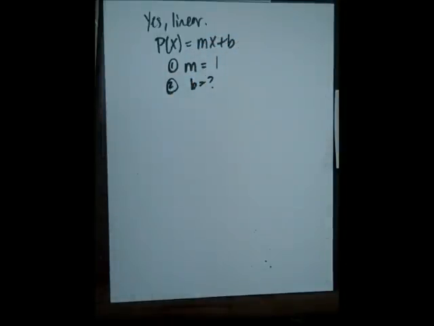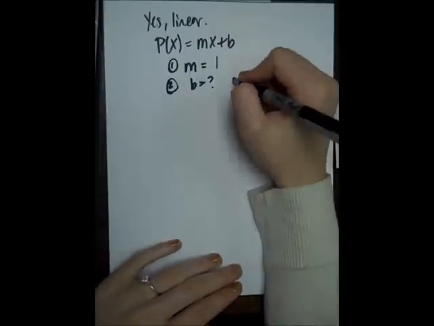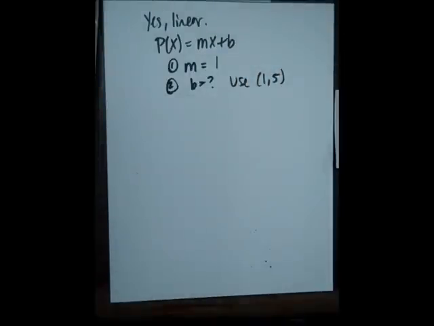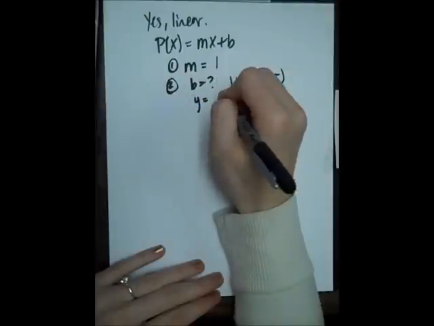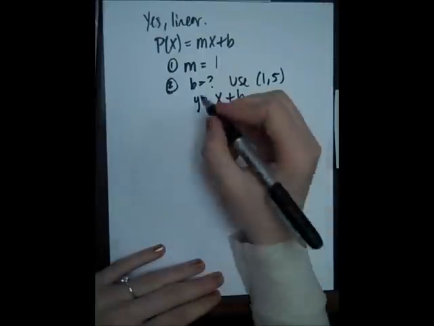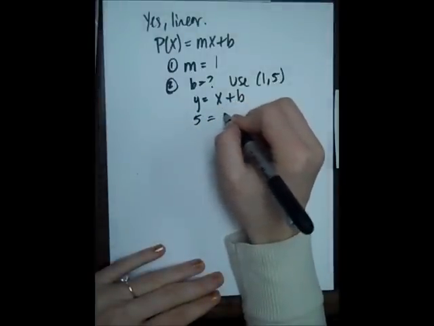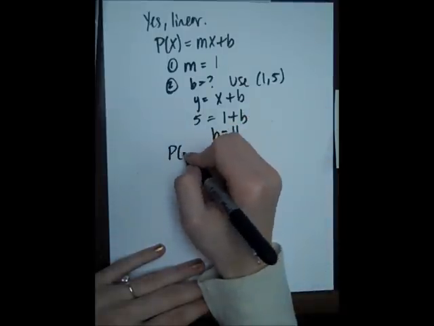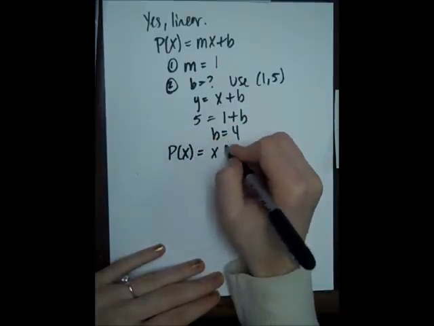To find b, I can use any of the points given. Let's just go ahead and use the first one. I knew that when x was 1, my y value was 5. So far my equation is just x plus b, because it's 1 times x plus b. So plug this in. 5 is 1 plus b, so b is 4. So my function is going to be x plus 4.